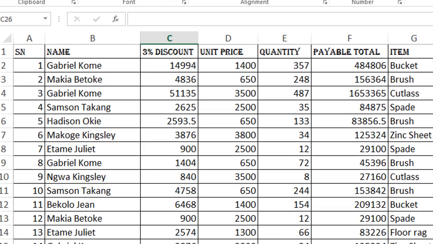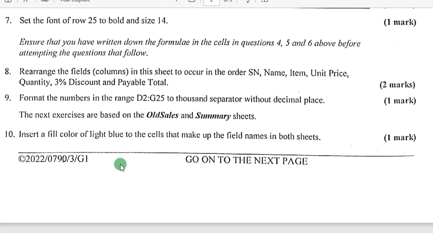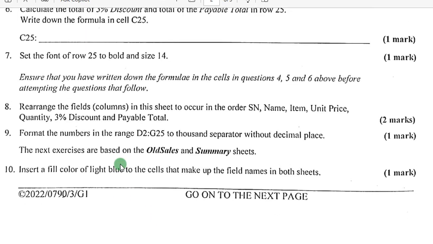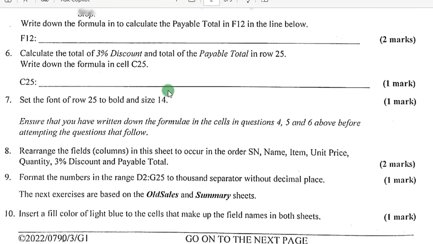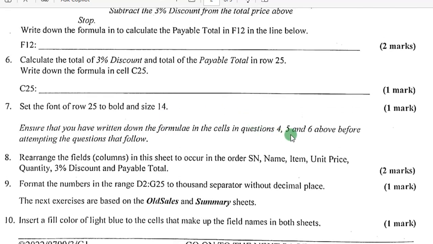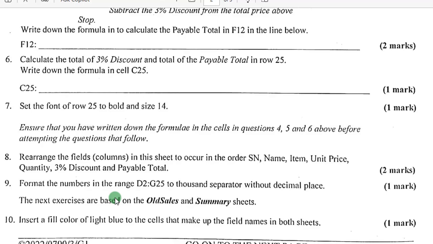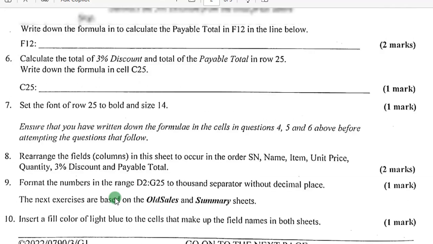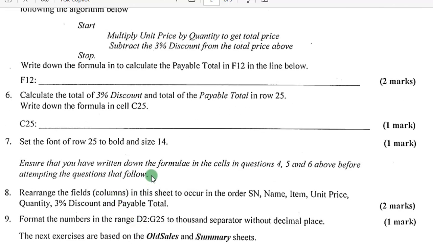So we continue with the question. Before going, here there's a message. They say ensure that you have written down the formula in the cell in question 4, 5 and 6 above before attempting the questions that follow. Hope you are seeing what is happening here. They are just trying to tell you that if you did not answer question 4, 5 and 6, it's impossible to continue with what is following down here. So it simply means that the questions are linked.